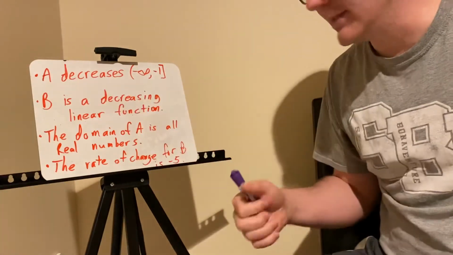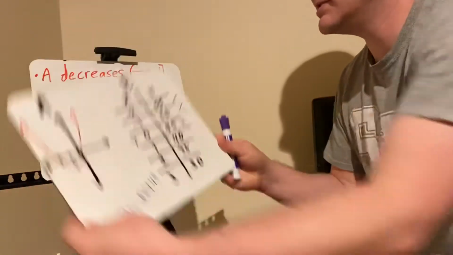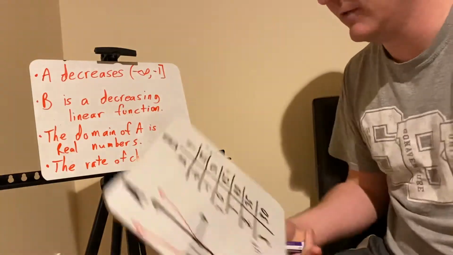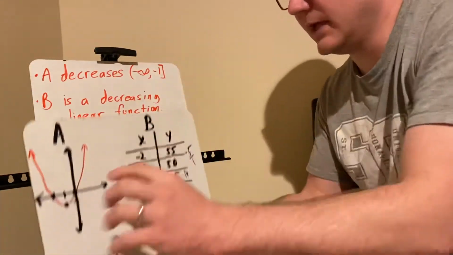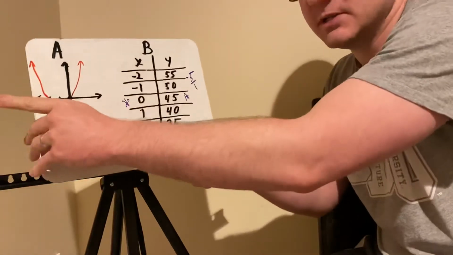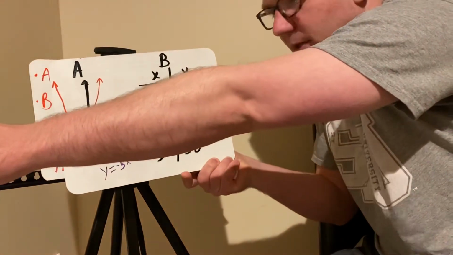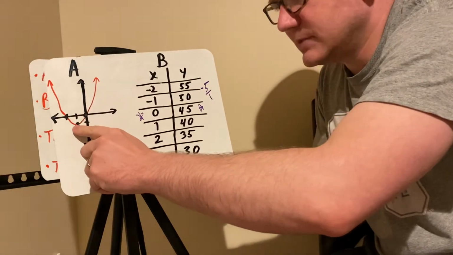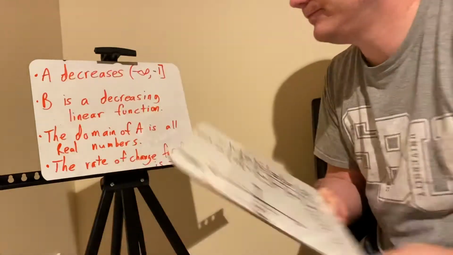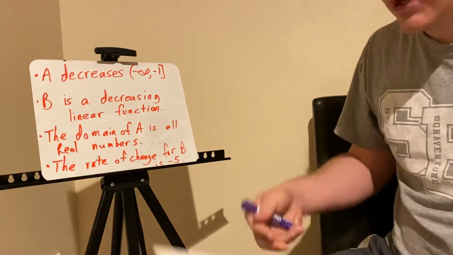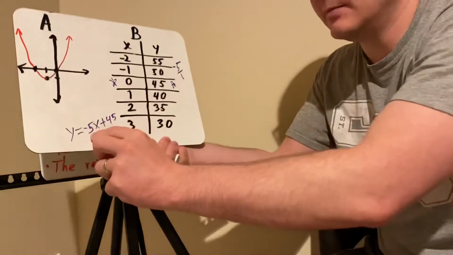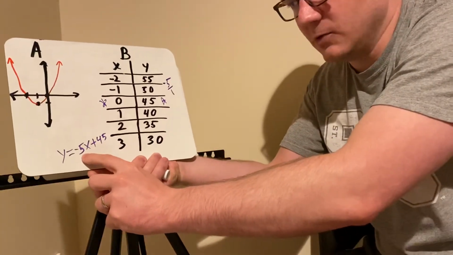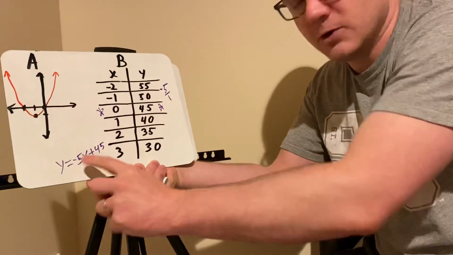A decreases, so function A decreases from -infinity to -1. And that's inclusive of -1, which is your vertex. So it's decreasing from -infinity all the way there to the left, all the way until it hits -1. And then at -1, it stops decreasing and it starts increasing. B is a decreasing linear function. We know that simply because the slope here is negative. So you have a negative slope, you're decreasing.